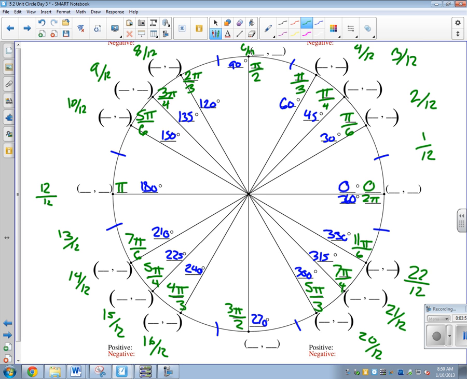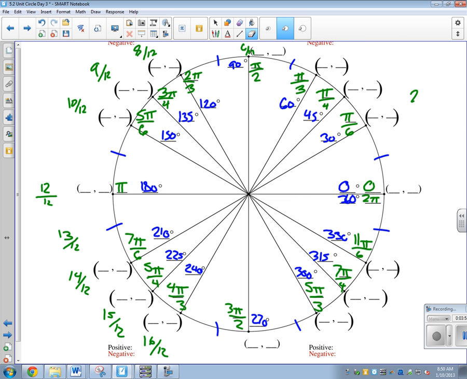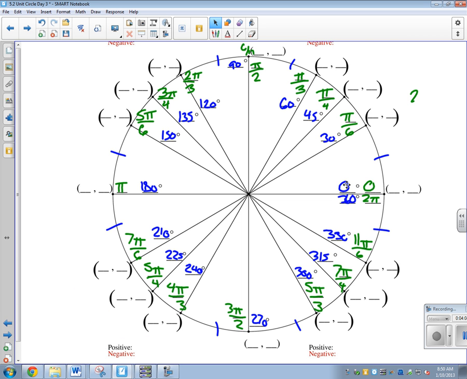Again, you can learn it a lot of different ways. That's the way I like doing it. If you want to do it a different way, feel free to do that. Again, I don't care about the fractions on the outside. I just want the ones in the middle. Questions on degrees or radians?